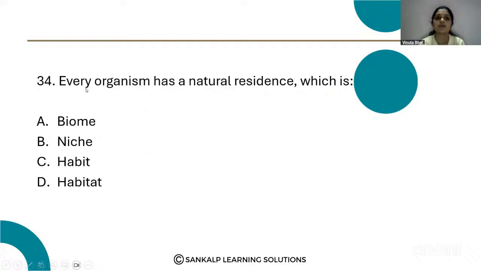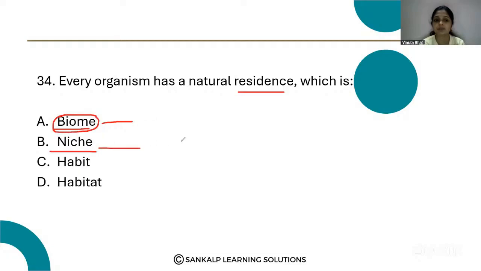Next question. Every organism has a natural residence, which is option A biome, option B niche, option C habit, option D habitat. So the natural residence. Is it called biome? Biome means the larger geographical area which includes the communities and the different ecosystems, right? So biome is not called the natural residence.